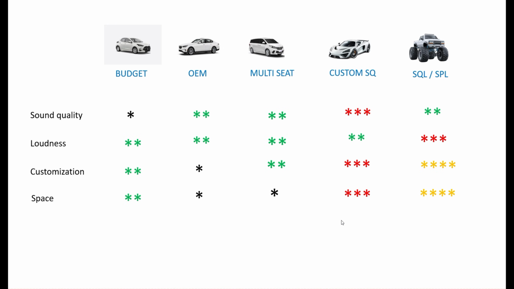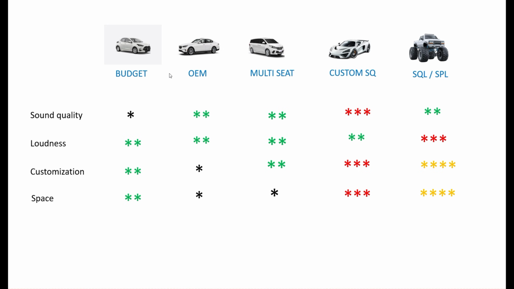That's not to say that you can't build a custom SQ car and consider space. If you look at Peter from PS Sound and his Mercedes, it's definitely a custom SQ high level car, but it's got a functional boot, and he's made sure that all the passenger footwells are not encroached by sub boxes and other things. So it certainly can be done. As I said, it's just a matter of choice and planning.